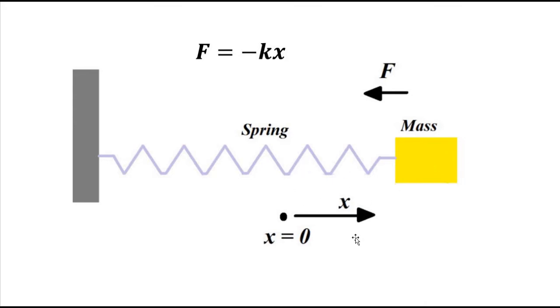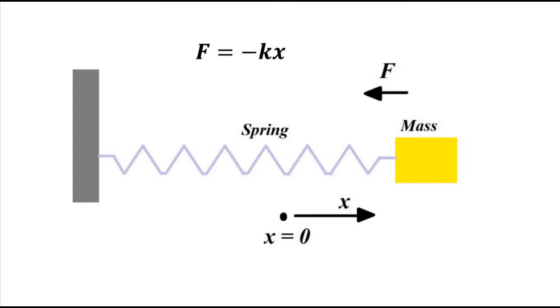As per Hooke's law, the restoring force is given by minus kx, where k is the spring constant, a value which is fixed for a particular spring. It is also called the force constant, and x is the displacement of the block from the mean or equilibrium position. Now this equation, the restoring force minus kx, is very important. Whenever you see this kind of equation for a restoring force, you understand that the object will exhibit simple harmonic motion, okay.